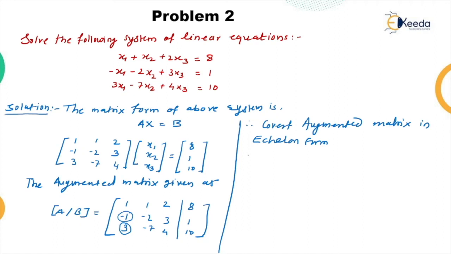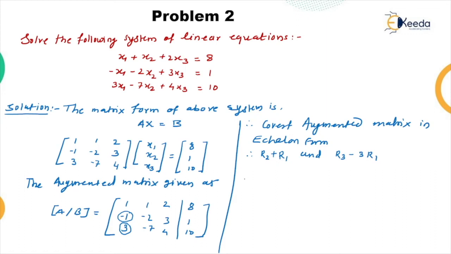So r2 changes as r2 plus r1, and r3 as r3 minus thrice r1. We have to check whether after making this row transformation these elements are 0 or not. If they are 0, you do this row transformation, otherwise you don't. So clearly r2 plus r1 means minus 1 plus 1, it is 0, and r3 minus thrice r1 means 3 minus thrice into 1, that is 0. So therefore you do this row transformation.